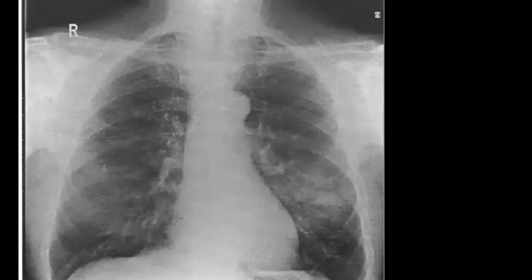Anyone want to join us in the chat or in voice? Maybe you can see that there is, at least in the left side, mid zone, lower zone, there is opacity, and this opacity looks like alveolar, more alveolar opacity.